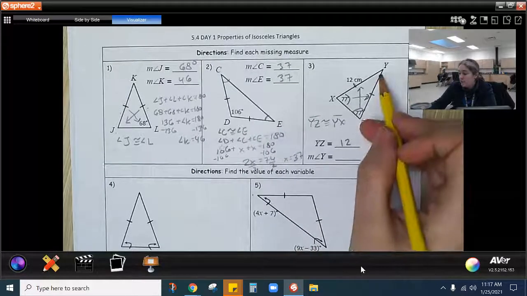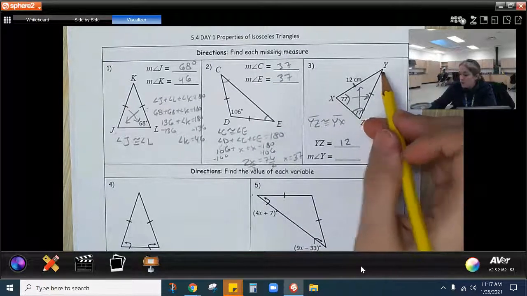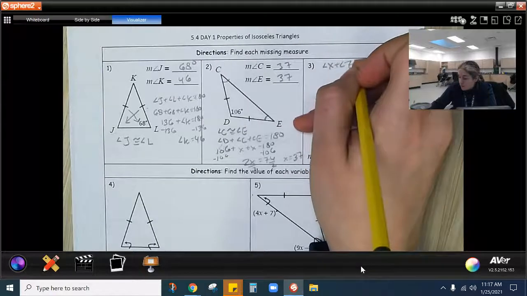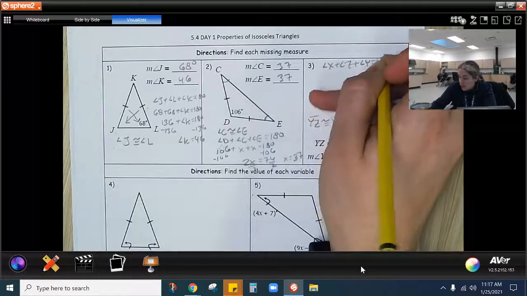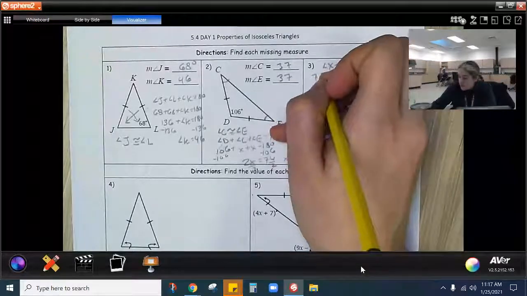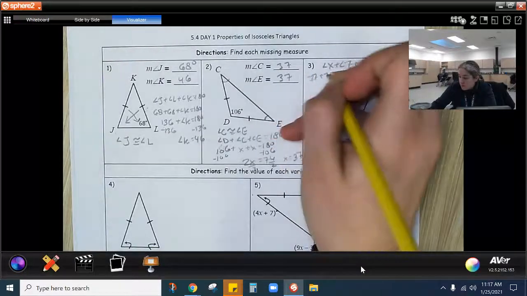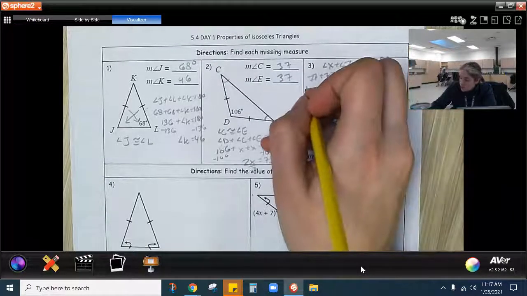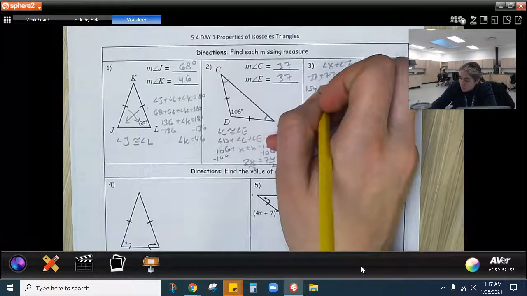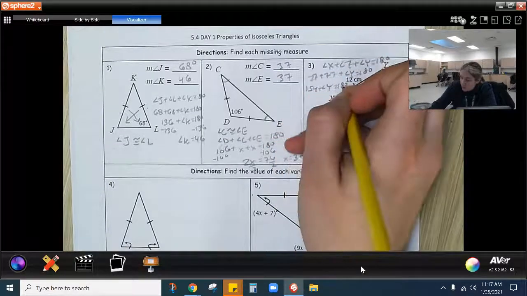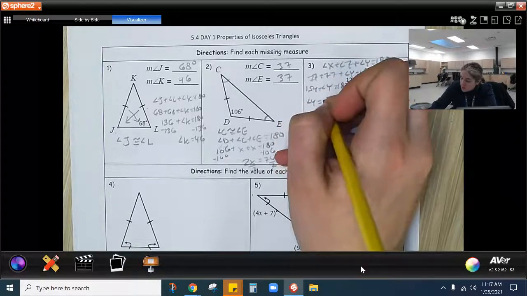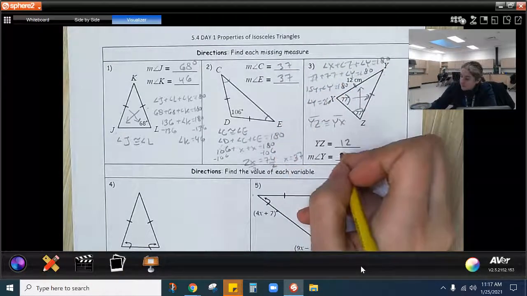And then I need to figure out the measure of angle Y up here. So that means angle X plus angle Z plus angle Y is equal to 180. So we really have 77 plus 77 plus angle Y is equal to 180. So that's 154 plus angle Y is equal to 180. When I subtract 154 on both sides, I get angle Y is equal to 26.